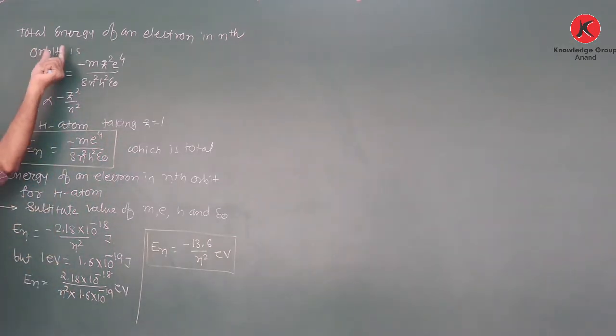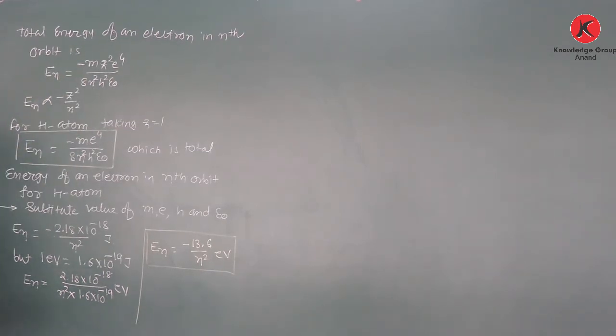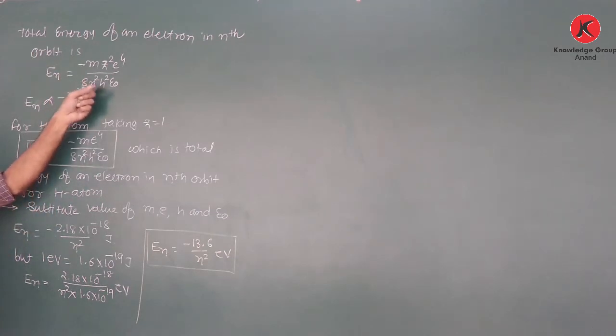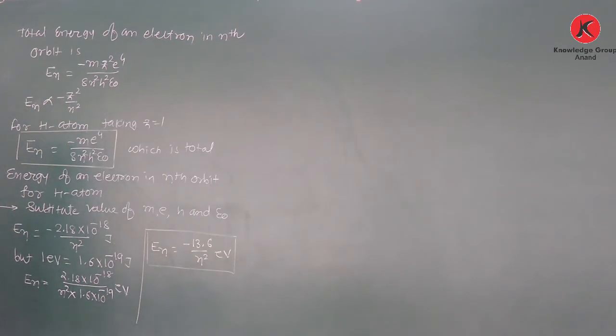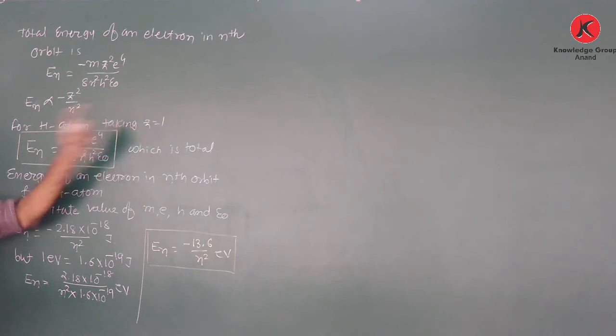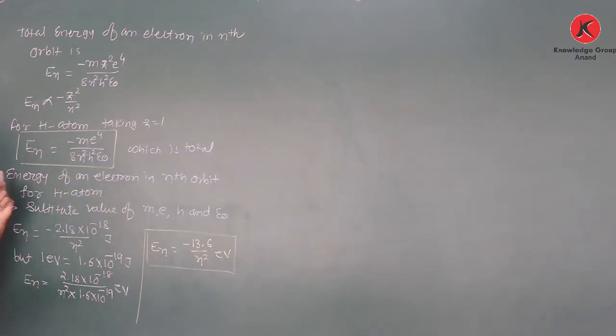Again, the total energy of electron in nth orbit is En is equal to minus m Z square e to the 4 upon 8 n square h square epsilon 0. So from this equation, the total energy of an electron is directly proportional to Z square and inversely proportional to n square. For hydrogen atom taking Z is equal to 1, therefore En is equal to minus m e to the 4 upon 8 n square h square epsilon 0, the total energy of electron in nth orbit for hydrogen atom.